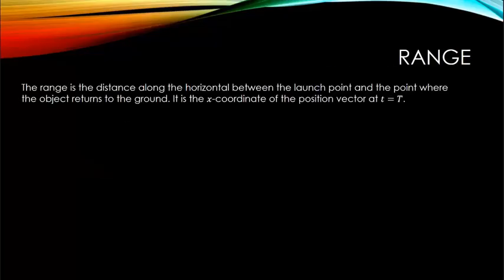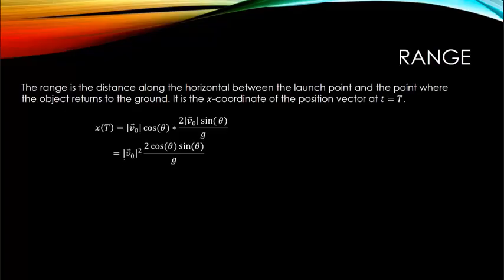The range is this distance along the horizontal between the initial launch point and the point where the object returns to ground. This is the x-coordinate of the position vector, where little t is equal to capital T, the time of flight. So I plug capital T into my x of t component function. I get the magnitude of v naught times cosine theta times 2 times the magnitude of v naught times sine theta over g. I simplify that product, and I get the range x of capital T is equal to the magnitude of v naught squared times the sine of 2 theta over g.